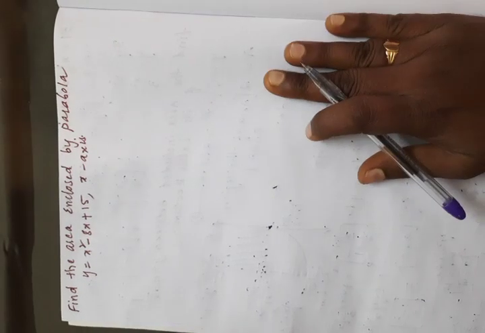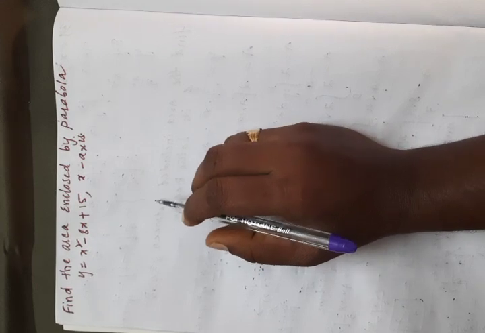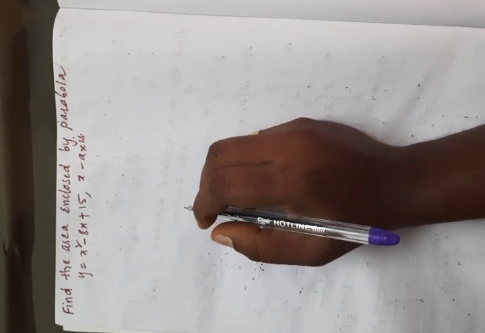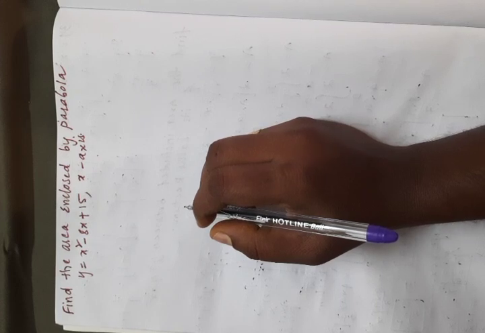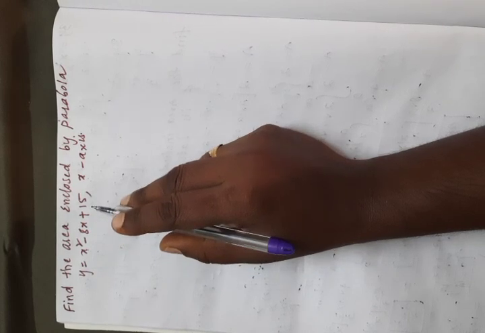అవర్ నెక్స్ట్ క్వశ్చన్ ఈస్ ఫైండ్ ద ఏరియా ఎన్క్లోజ్డ్ బై ద పారాబోలా y ఈక్వల్ టు x² minus 8x plus 15 అండ్ x యాక్సిస్ అన్నాడు. ఇక్కడ ఒకటి గమనిస్తే మనకి ఆర్డినేట్స్ లేవు. సో ద గివెన్ పారాబోలా ఈజ్ y ఈజ్ ఈక్వల్ టు x² minus 8x plus 15.